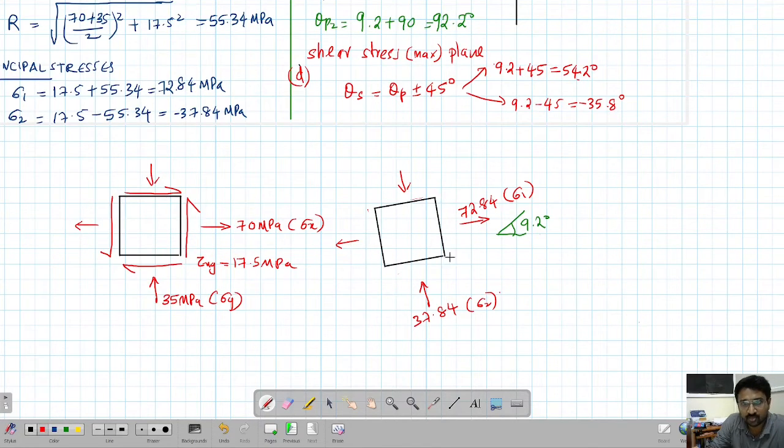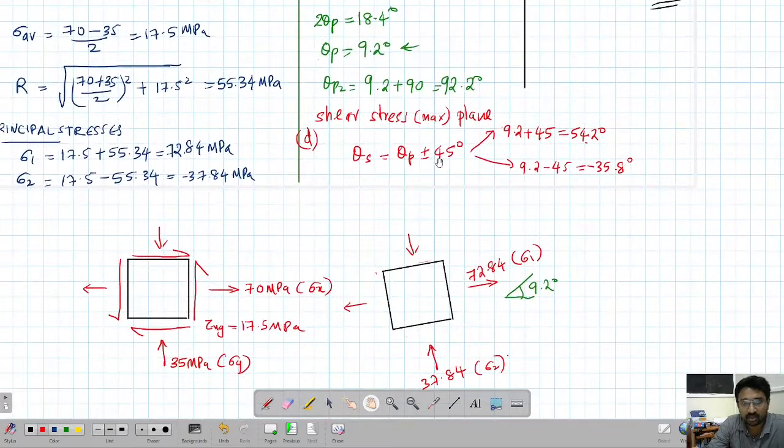This plane, the angle is 9.2 degree, and this plane's angle will be 92.2 degree. Now, what is 92.2 degree? I have calculated 92.2 degree here. So this plane's angle will be 92.2 degree. This plane will be parallel to this plane. These two are parallel planes. Okay, so that is the importance of this 92.2 degree.